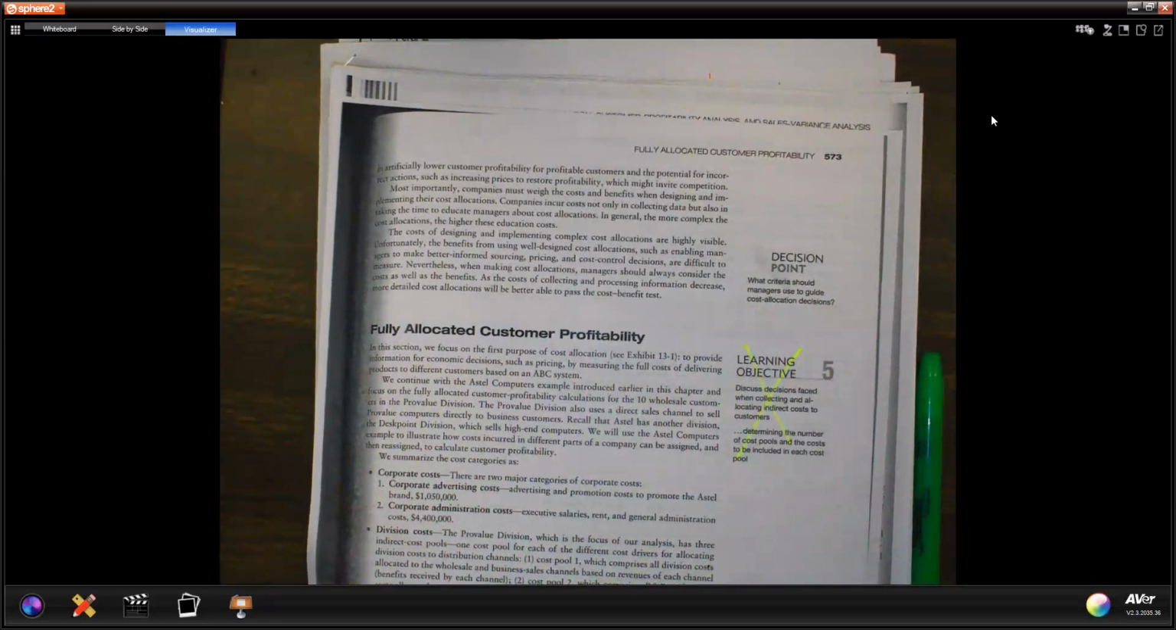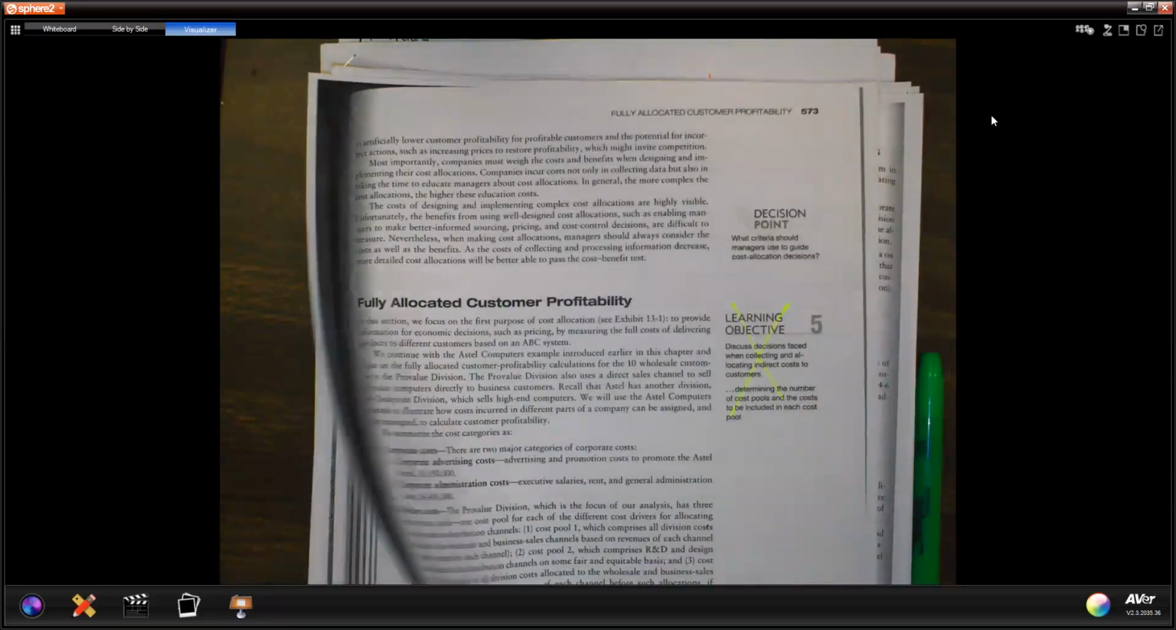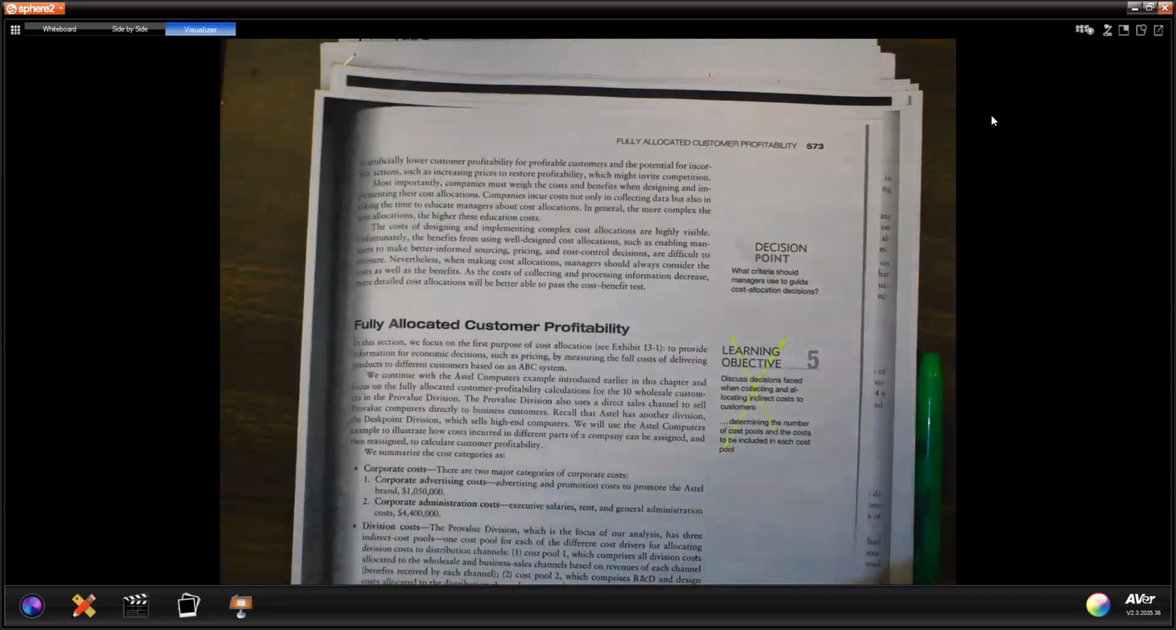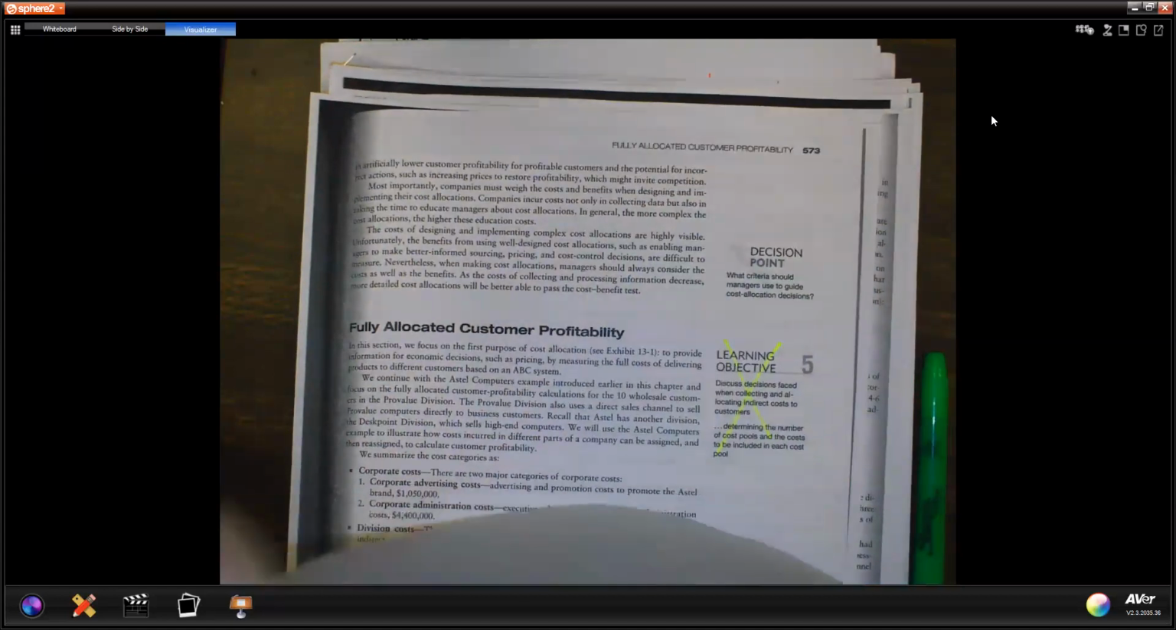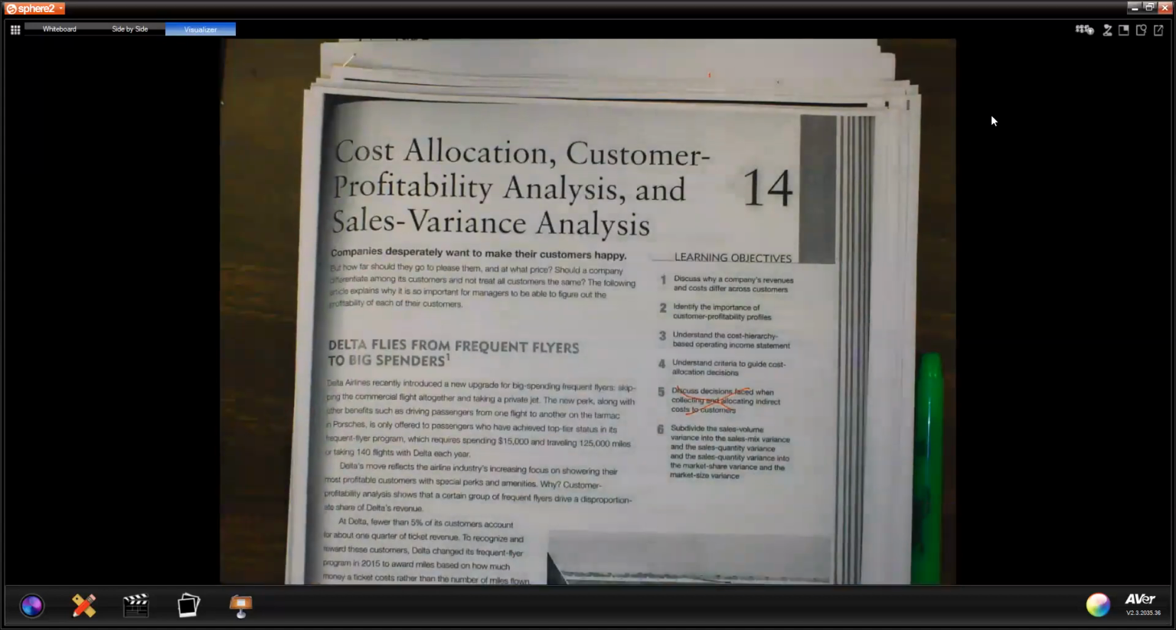So I stop here. For the first part of chapter 14, I would suggest you go through the handout, but read the textbook also to get more detailed information. Okay, let me know if you have any question.